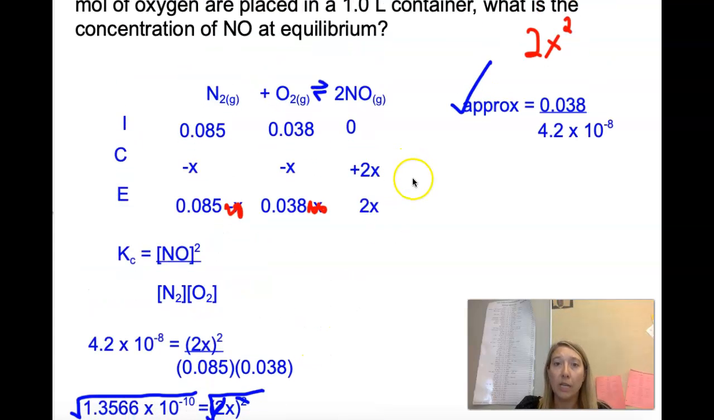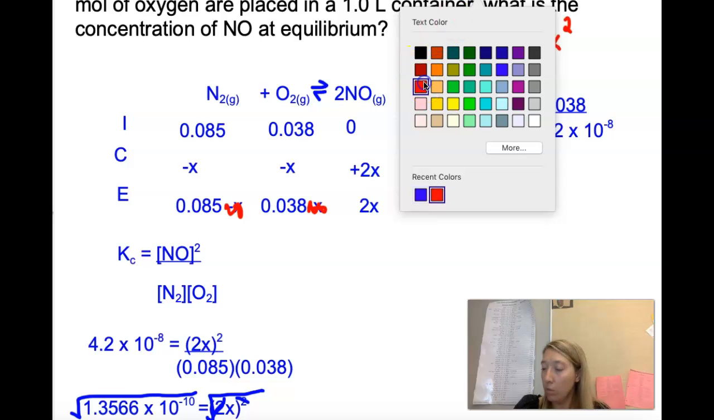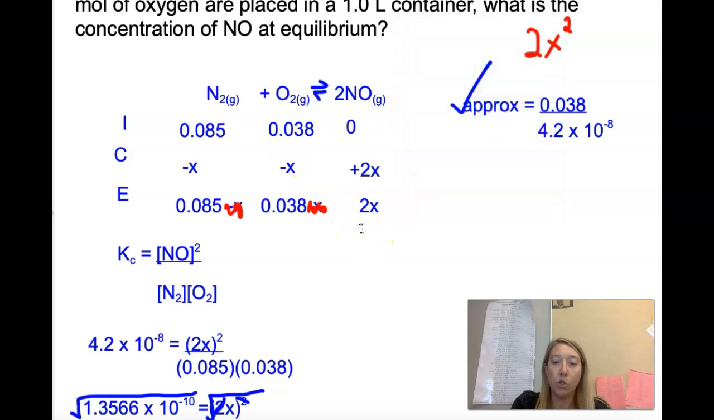So the question was asking me for the concentration of NO at equilibrium. I know that it's equal to 2x. I've now figured out what x is equal to. So I'm going to take my answer and I'm going to multiply it by 2. And I now get that the concentration is going to be 1.2 times 10 to the negative 5. Make sure you don't forget to throw in that unit of concentration, okay?